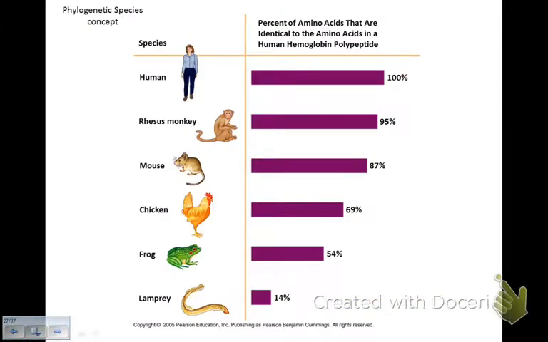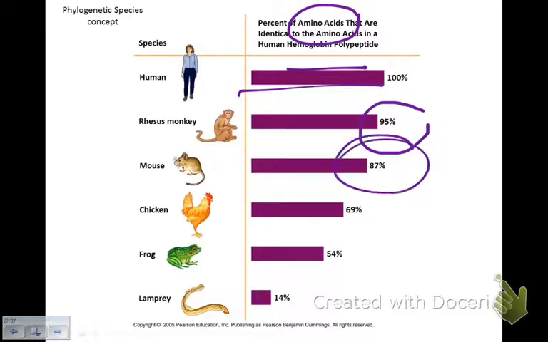Phylogenetics would be looking at the DNA or the amino acids. So this is showing they're comparing amino acids for what makes, I think, hemoglobin. Yeah, hemoglobin. So humans have 100% identical. We all make hemoglobin, which is what carries oxygen in our red blood cells. Well, this monkey, we have 95% similarity in that one protein, not in our whole bodies. So there's only 5% difference in hemoglobin, that one protein. 87% in the mouse, 69%, so just showing similarities there.